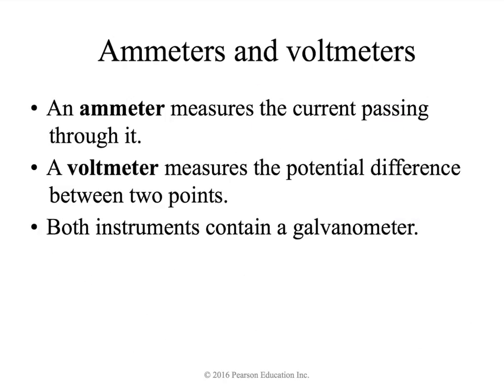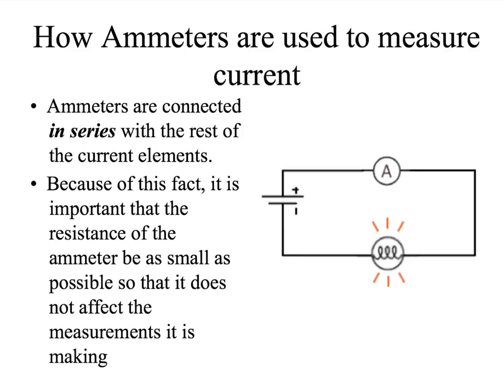All right, so we're going to talk about ammeters and voltmeters. The ammeter is the device that's used to measure the current passing through it. So it's what we would use to figure out how much current is in a circuit, while a voltmeter is going to measure the potential difference between 2 points in the circuit. And as we'll see, we can talk about how a galvanometer could be used to create both of these instruments.